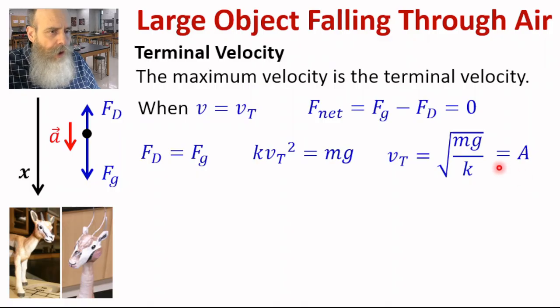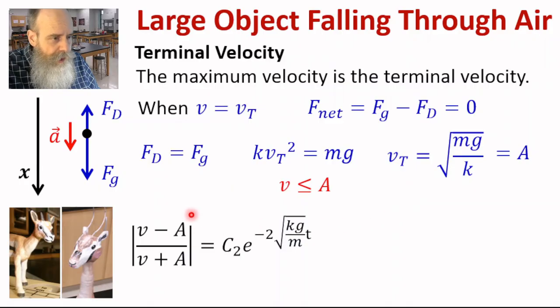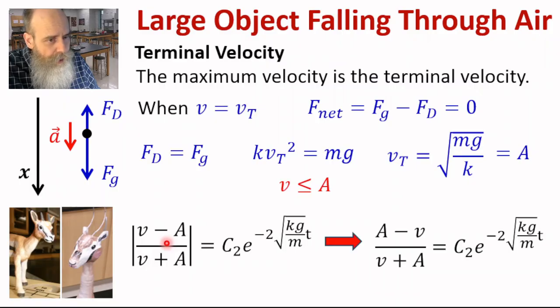So the velocity is always less than or equal to vt. So velocity is always less than or equal to a. So therefore, when we do this absolute value, v minus a is going to be negative or 0. So when we take the absolute value, we need to reverse it. It becomes a minus v, because a minus v is positive. So we get a minus v over v plus a equals c2 times the exponential function.